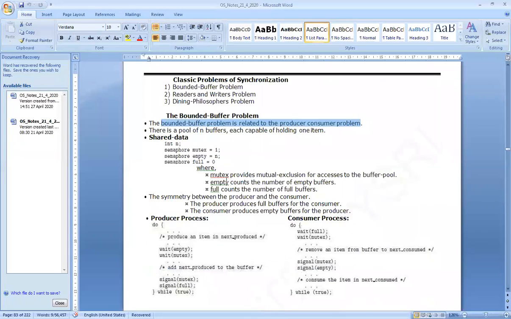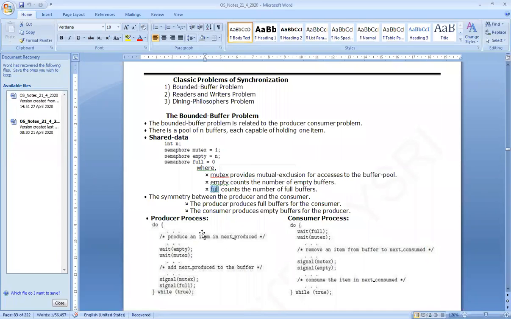Here we use a producer procedure and a consumer procedure, and also some variables called semaphores: mutex is one semaphore, empty is another semaphore, and full is one more semaphore. These are three different variables. A semaphore, as I said, is just a simple variable. Using these variables, we write the program logic in such a way that we achieve synchronization.